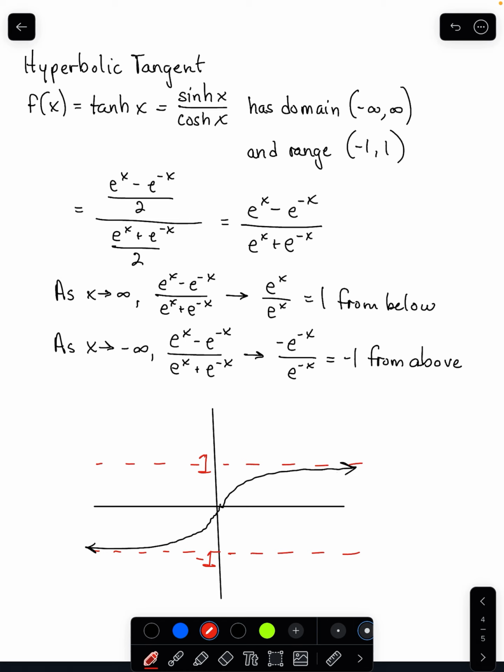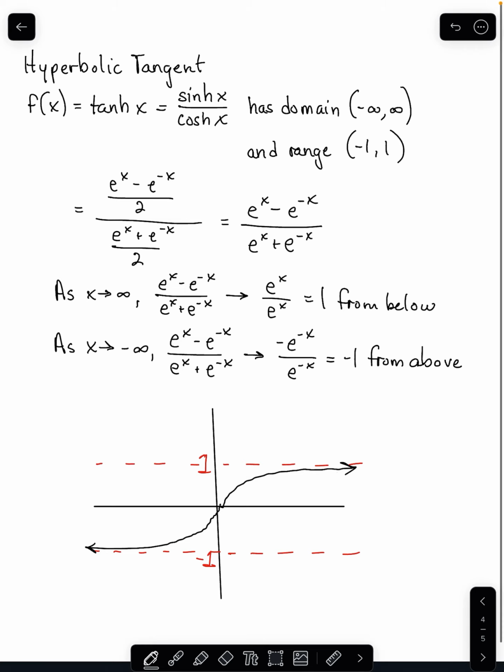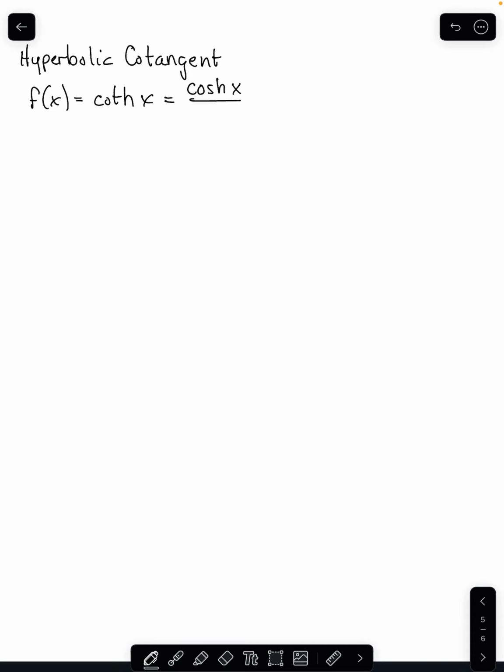It naturally follows, if we're going to talk about the reciprocal functions, to talk about them in conjunction with the functions that they are the reciprocal of. So for hyperbolic cotangent, we're going to skip to that because we just talked about tangent. Cotangent is the reciprocal of tangent. Thus, we have f of x equals coth of x, which would then be hyperbolic cosine over hyperbolic sine.